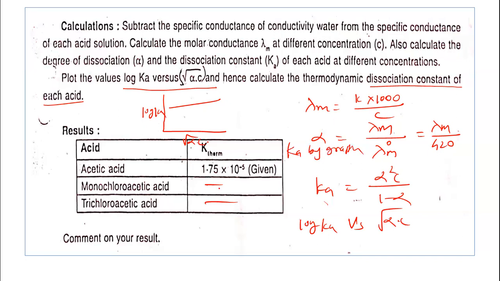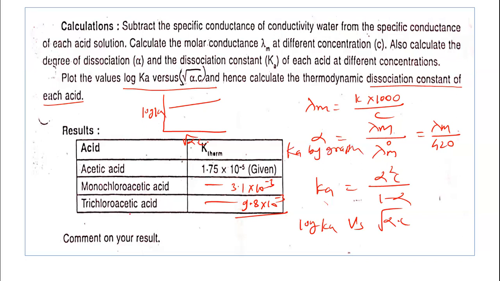Suppose that we are getting such values here. You can see it is around 1.75. Suppose that it is around 3.1 into 10 raised to minus 3, and this value should be approximately, suppose, 9.8 into 10 raised to minus 3. So you can see here the dissociation constant value for the trichloroacetic acid is always greater. After the calculation we will get these values here.